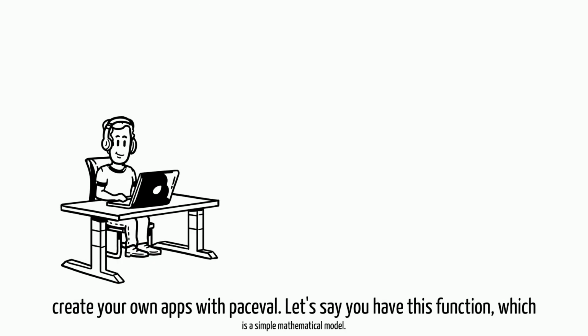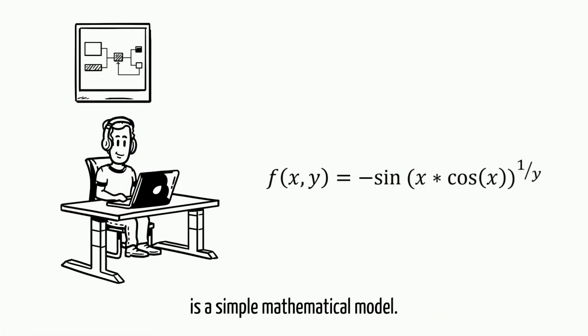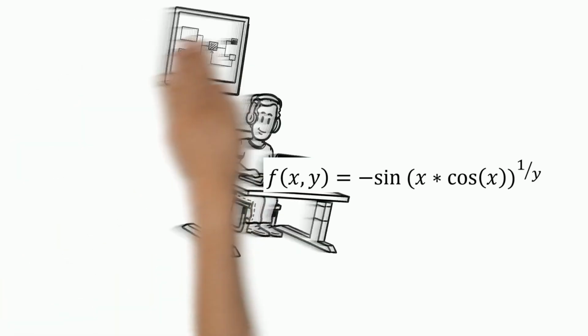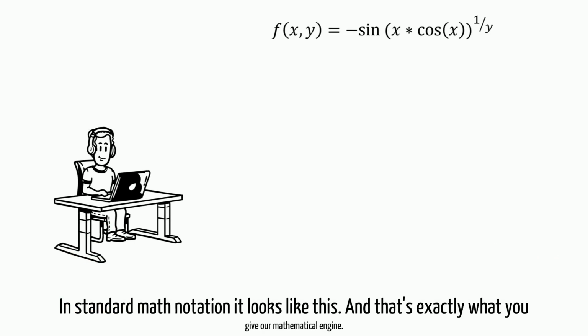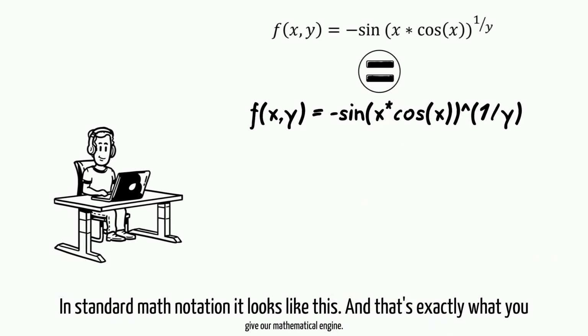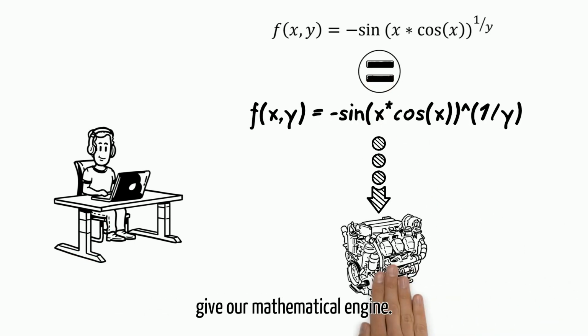The following example is very simple, but shows you how easy it is to create your own apps with paceval. Let's say you have this function, which is a simple mathematical model. In standard math notation, it looks like this. And that's exactly what you give our mathematical engine.